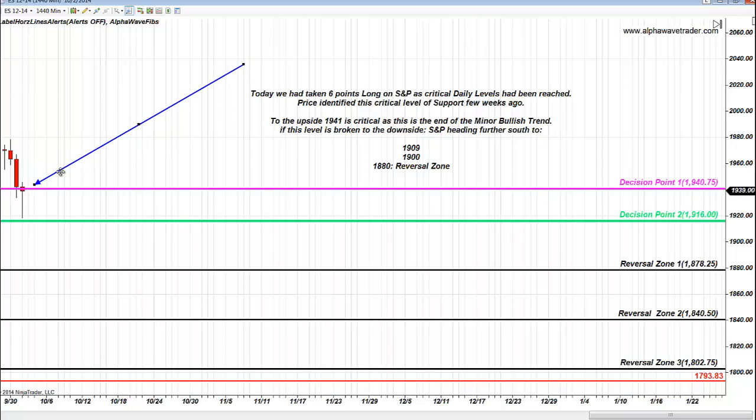We know extremely well that taking random trades is not a good idea. Therefore, we waited extremely patiently, and we had taken long, because this daily level is not to be ignored. And that's what we had done on S&P today for 6 points. The trade at the close of the day.